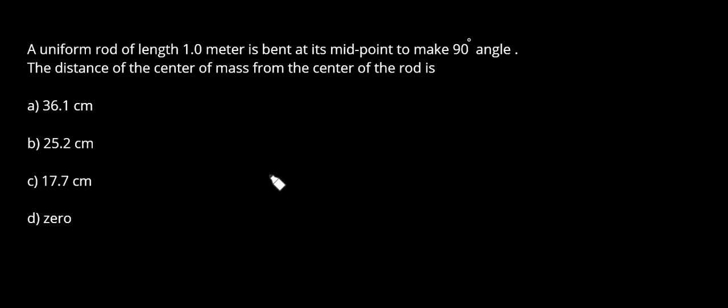Hello everyone, here there is a question. A uniform rod of length 1 meter is bent at its midpoint to make a 90-degree angle. The distance of the center of mass from the center of the rod is going to be.